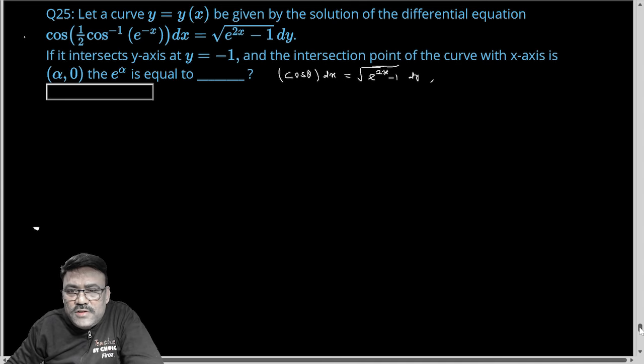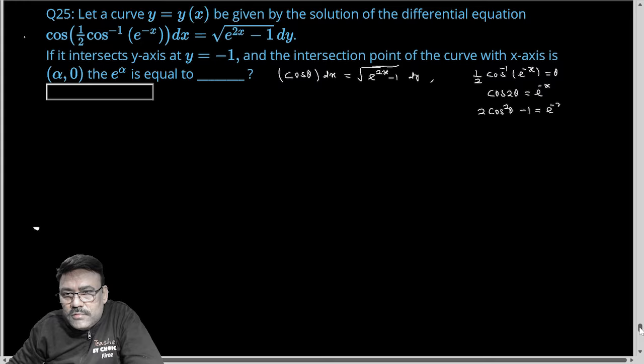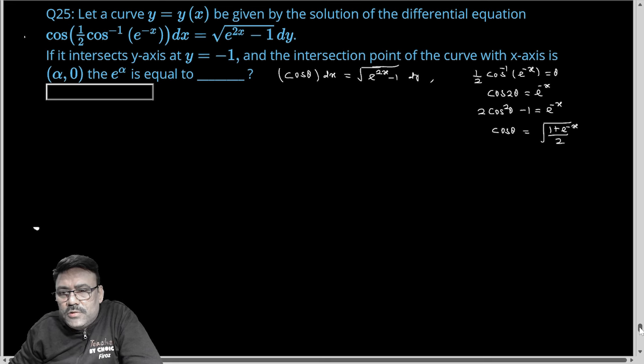And what is this theta? I have taken theta as half cos inverse of e raised to minus x, which means cos 2 theta is e raised to minus x. Cos 2 theta can be written as 2 cos square theta minus 1. So this gives you cos theta equal to under root of (1 plus e raised to minus x) by 2. So cos theta is basically this.